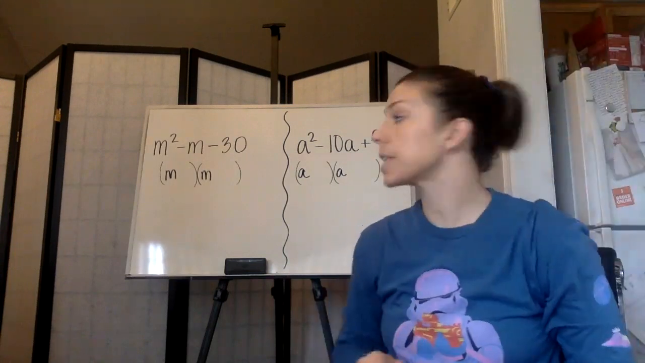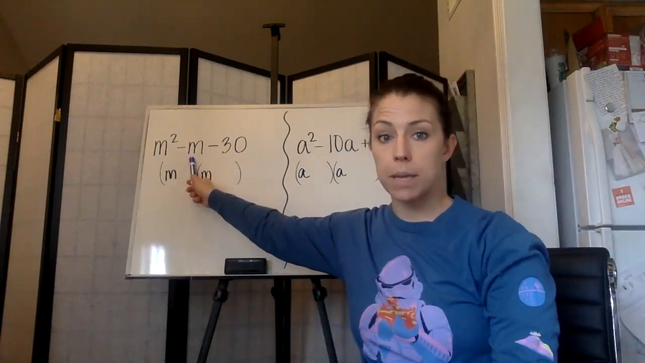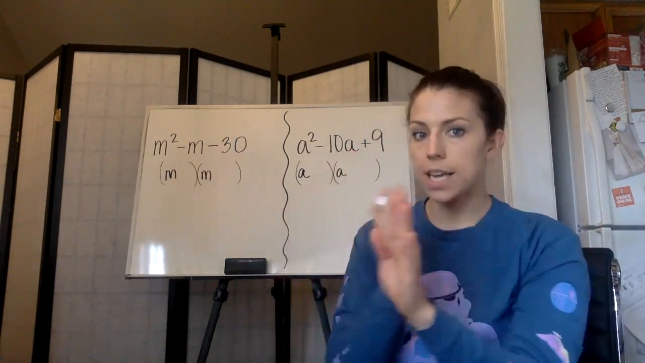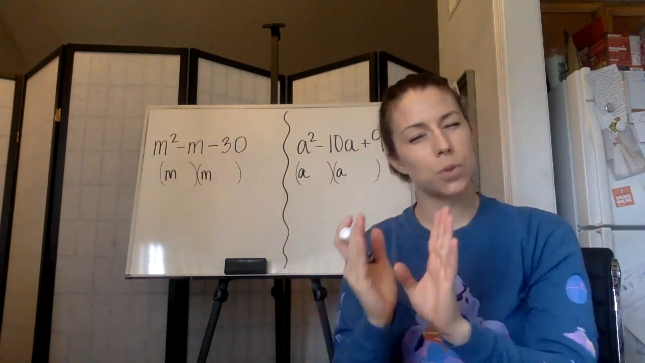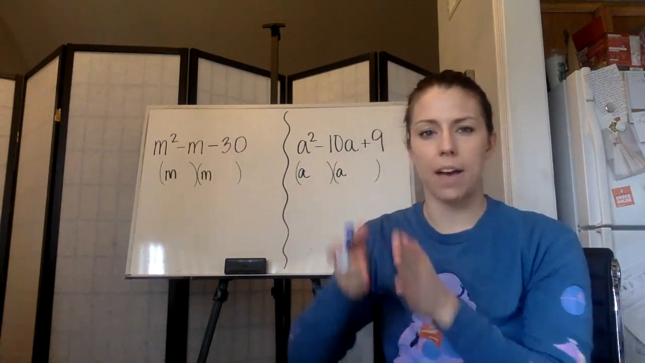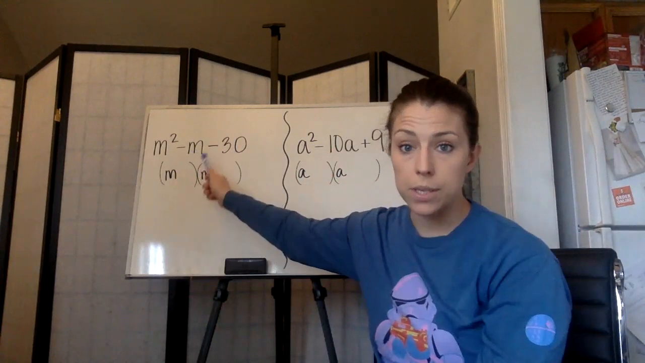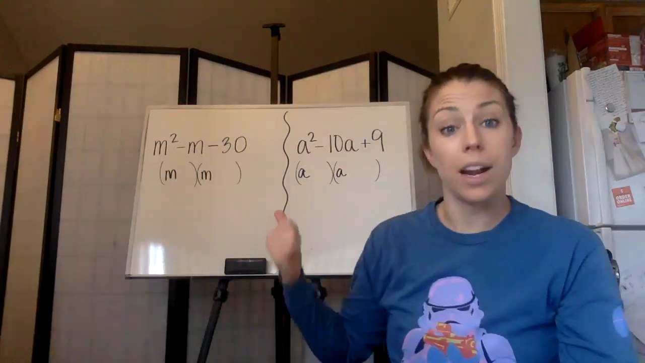So what two numbers have a sum of the middle term and a product of the end term? That's another mistake that I was seeing, is that we are sometimes switching that and trying to find two numbers that have a product of the middle term and a sum of the end term. The middle term is always the sum, the end term is always the product, and I'll show you in the check why that is.